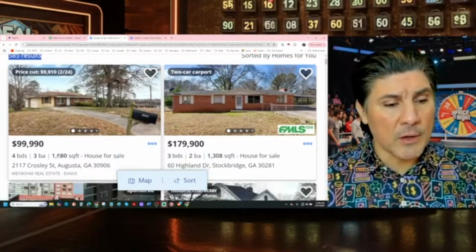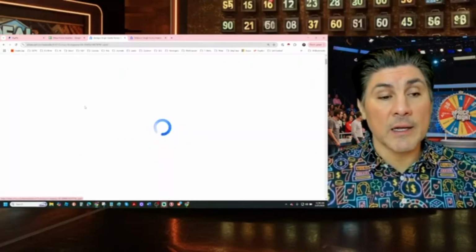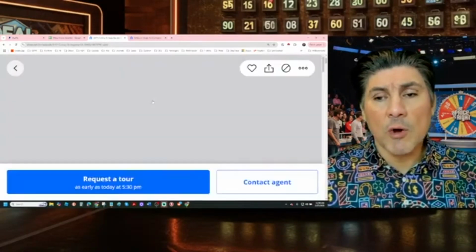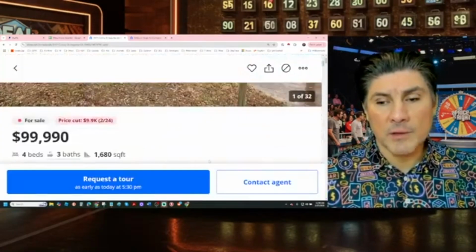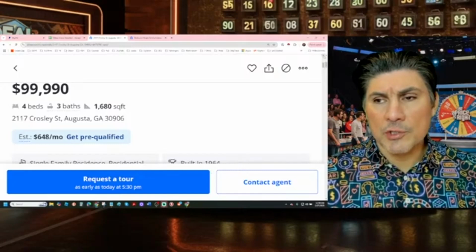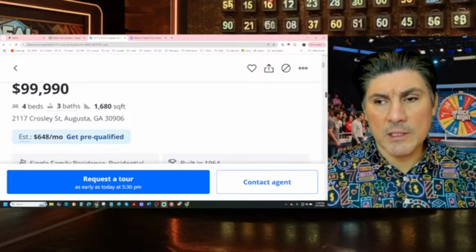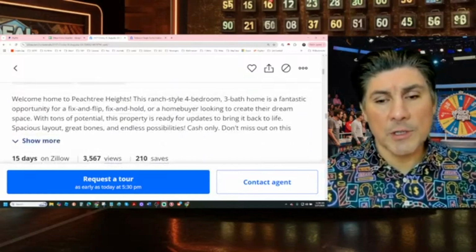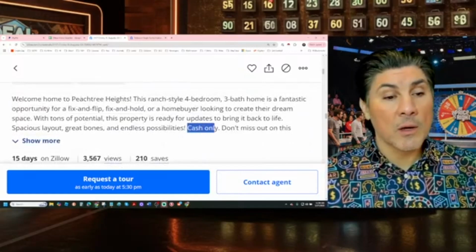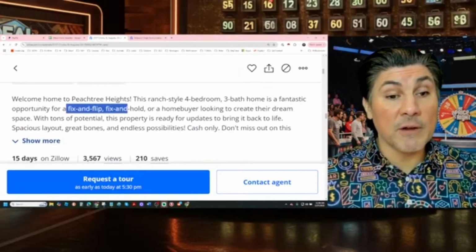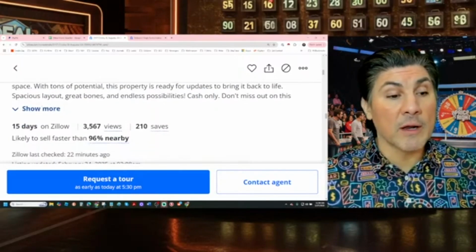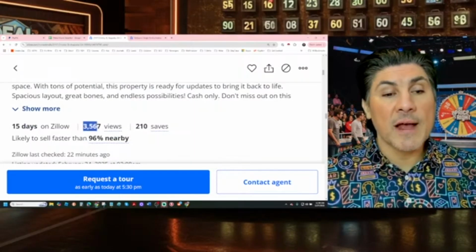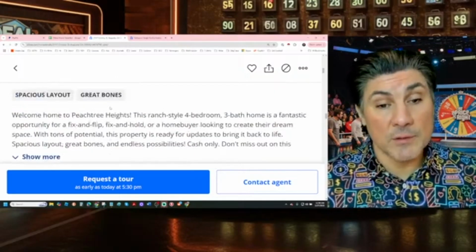So let's just look at this one, all right? This is one in Augusta, Georgia. It's on the market for $99. There's the photos. I'm going to scroll down so that we can see. It's not letting me scroll down. All right. There's the description. Cash only, right? It's a fix and flip, buy and hold. It's been on the market 15 days, 3,567 views. Okay.